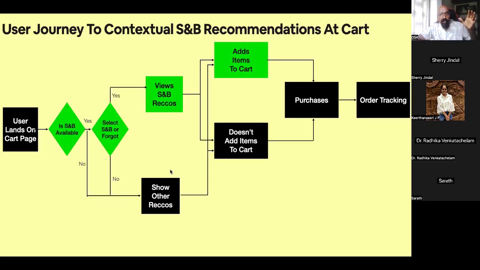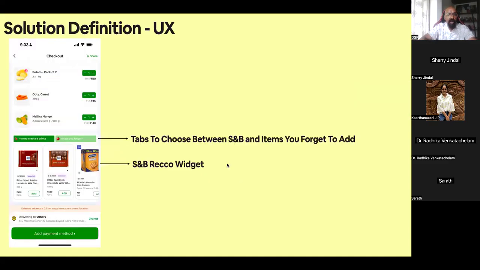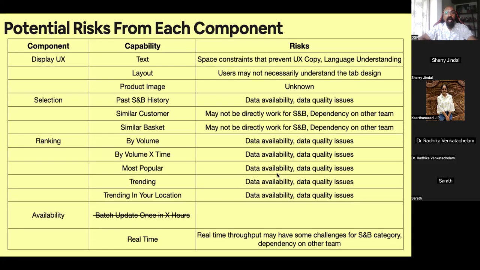So if you look, the user starts on the cart page. The first thing we check is, hey, are the items available, first of all, for snacks and beverages? If yes, does the user select snacks and beverages as a tab, or do they go to forgot as a tab? If they go to snacks and beverages, they add to cart and then they purchase. If they don't, they go to the other reco, add to cart and purchase. So this is what the high level journey looks like with this user flow.